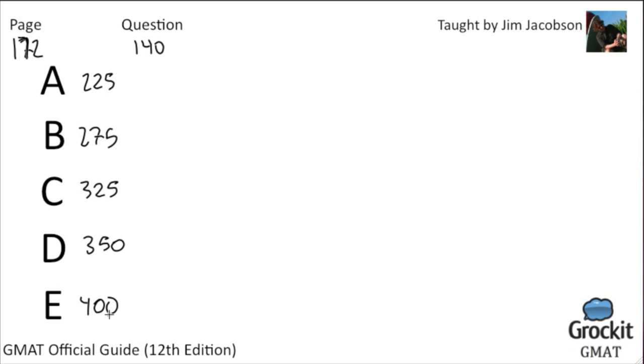So in a weightlifting competition, the total weight of Joe's 2 lifts was 750 pounds. If twice the weight of his first lift was 300 pounds more than the weight of his second lift, what was the weight in pounds of his first lift? So this is a very familiar question type on the GMAT, the 2 equations, 2 variables.